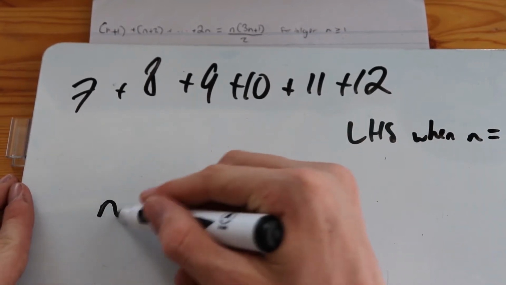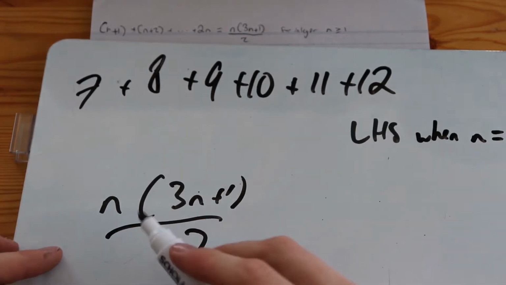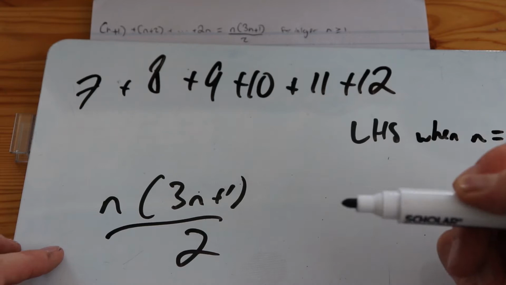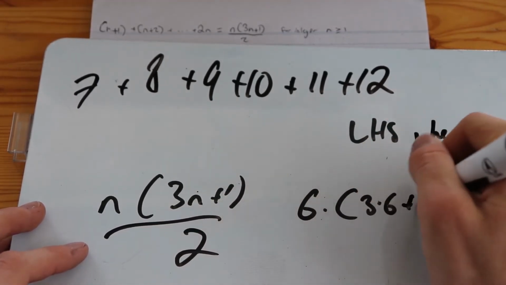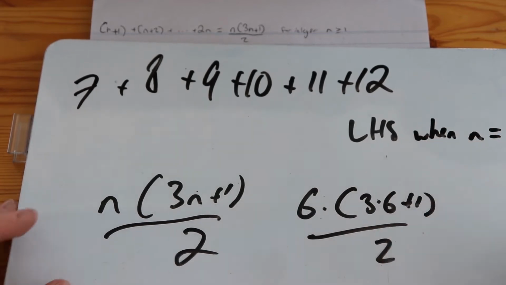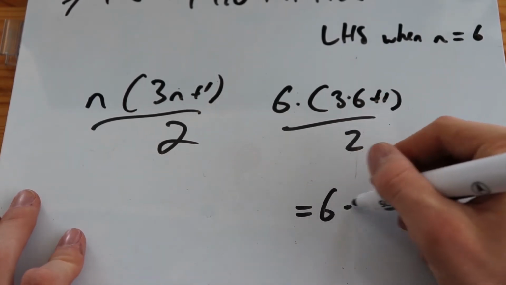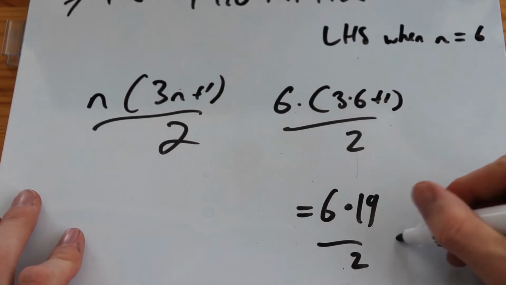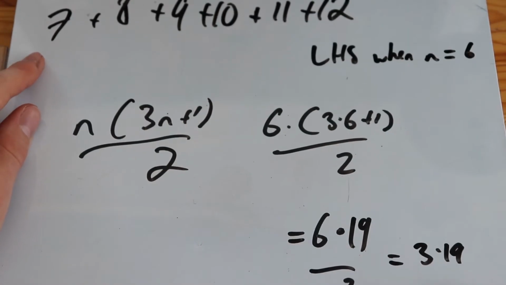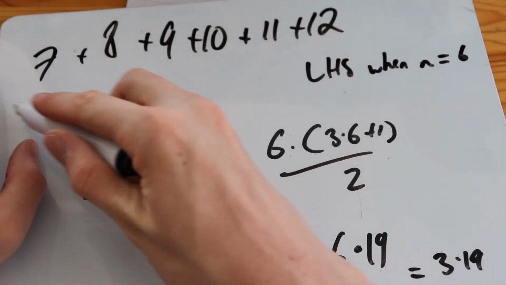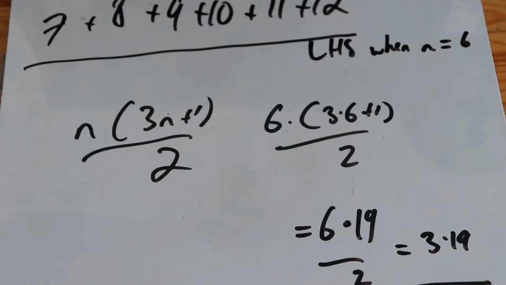That's a bit easier because it's just a single expression. We just substitute our value in. So for example 6, it's 6 times 3 times 6 plus 1, divided by 2, which is equal to 6 times 18 plus 1, which is 6 times 19 on 2, which is 3 times 19, whatever. And once you work it out, it happens that this expression, or all these numbers, is equal to this. But that's just the general case when n equals 6.